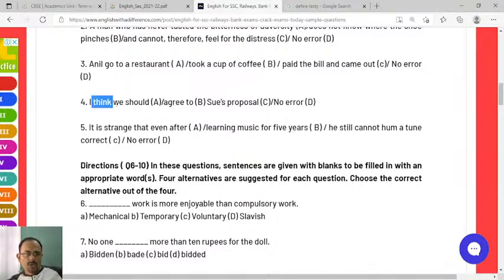I think we should agree to Sue's proposal. So, which one do you think is the correct answer? I think we should agree to Sue's proposal. So, is there any error? If you have any error, you write A, B, C. If you think there is no error, you can write number D. So, let me see how many of you can write now. Okay, Vinita, tell me number 4 quickly.